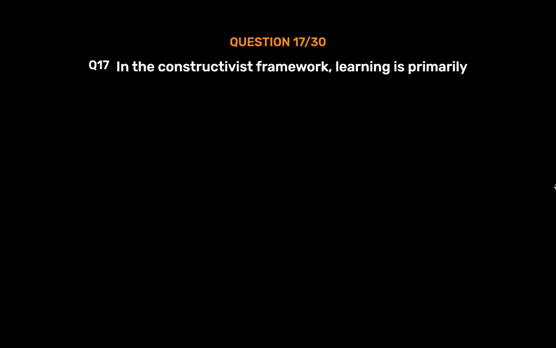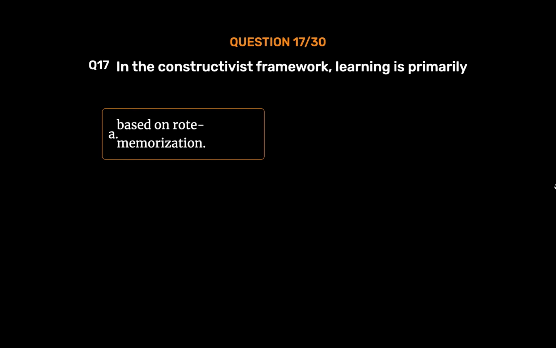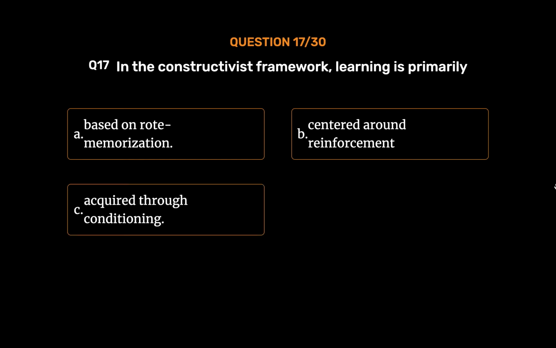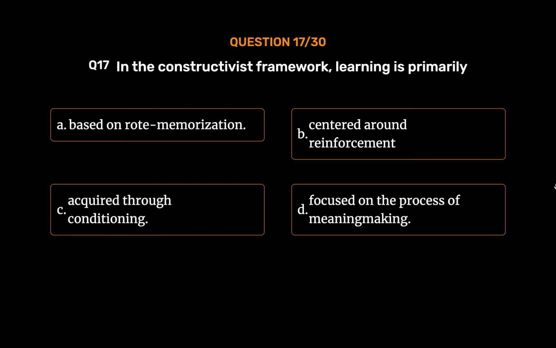Question number 17. In the constructivist framework, learning is primarily: Option A. Based on rote memorization. Option B. Centered around reinforcement. Option C. Acquired through conditioning. Option D. Focused on the process of meaning making. The correct answer is Option D. Focused on the process of meaning making.